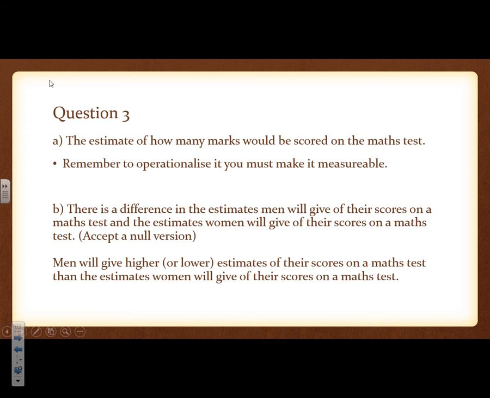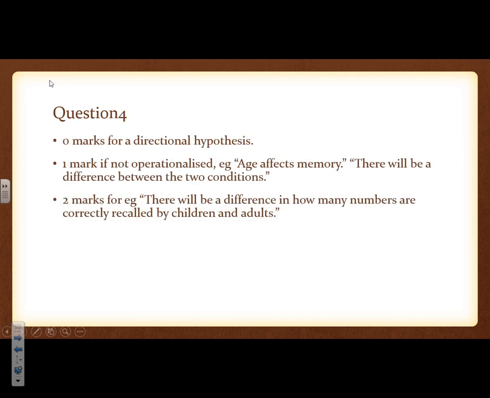And then 1 mark for mentioning men and women separately. So search through your hypothesis. Did you mention men? Did you mention women? Because that's the IV, so that must be operationalised. And then the DV, to make it measurable, you must say the estimates they give themselves on their scores on a maths test. So if you did all 3 of those things, you get 3 marks. If not, you only get however many marks you got. Make a note of what you didn't get the full marks for.